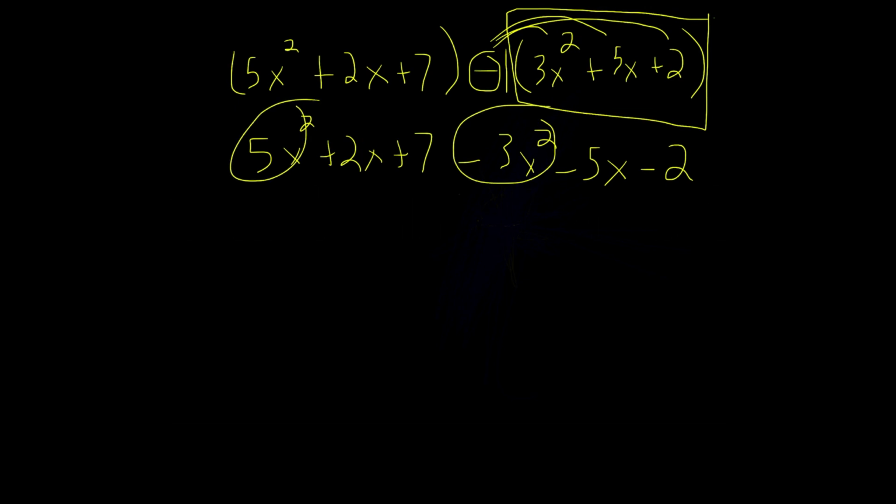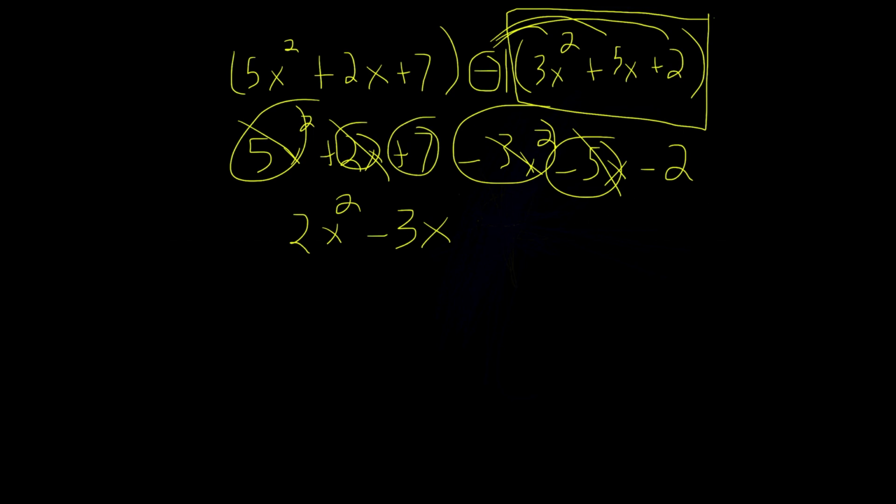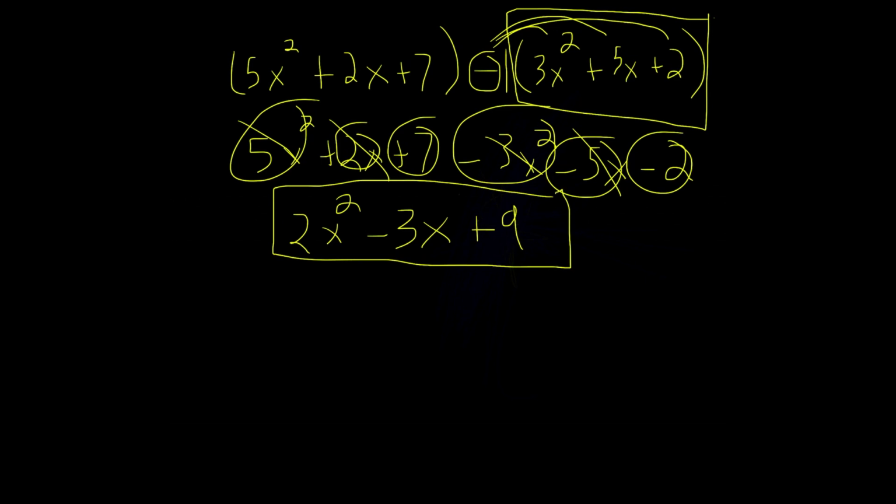So we could combine 5x squared and negative 3x squared because these two have the same degrees, so these two are like terms. 5x squared minus 3x squared, this is 2x squared. Now let's combine 2x with negative 5x. 2x minus 5x, this is negative 3x. And finally, let's combine 7 and negative 2. 7 minus 2, that's positive 9, so this is plus 9. And this is our answer.